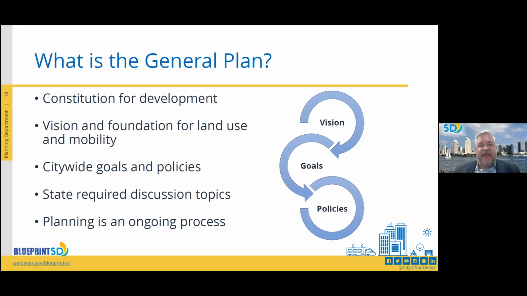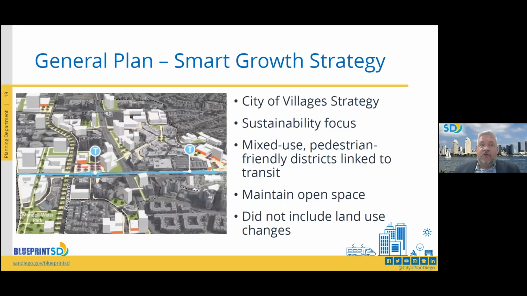The general plan contains the City of Villages, which is a smart growth strategy that focuses new development into mixed-use, pedestrian-friendly districts, which are referred to as villages, which are often served by transit. And this is done rather than developing in open space areas. The general plan update did not include land use designations or zoning changes. That is the purview of the city's community plans, which I'll be addressing in the next section. Next slide, please.